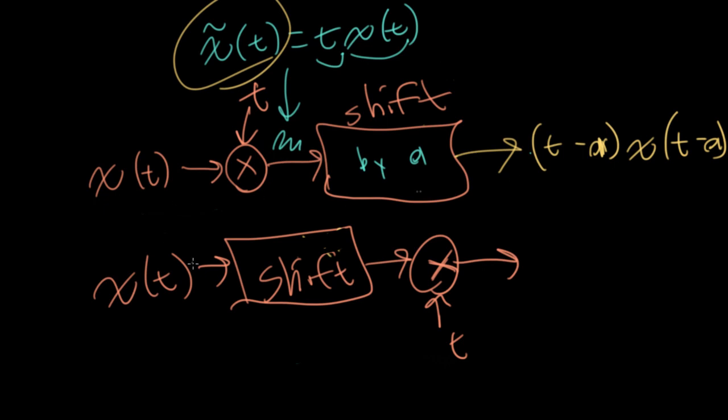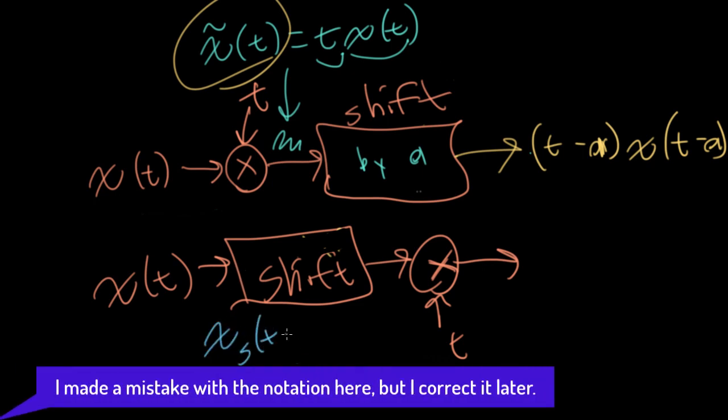Now, if we then look at the system on the bottom here, what's my shifted function going to look like? Maybe I'll subscript that with an s. So I'll write t minus a. Again, this is a shift by a. And now it hits this point.